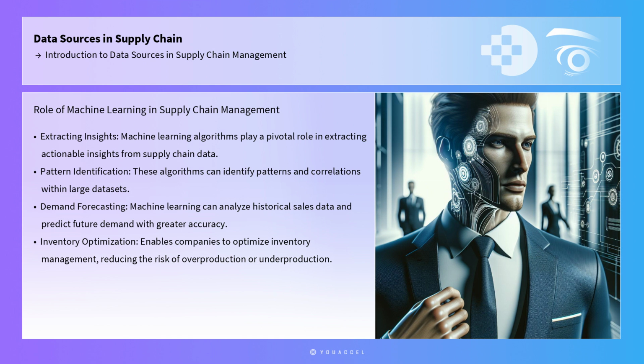Machine learning algorithms also play a pivotal role in extracting actionable insights from supply chain data. These algorithms can identify patterns and correlations within large datasets, enabling companies to optimize inventory management, improve demand forecasting, and enhance supplier selection. For example, machine learning can be used to analyze historical sales data and predict future demand with greater accuracy, thus reducing the risk of overproduction or underproduction.